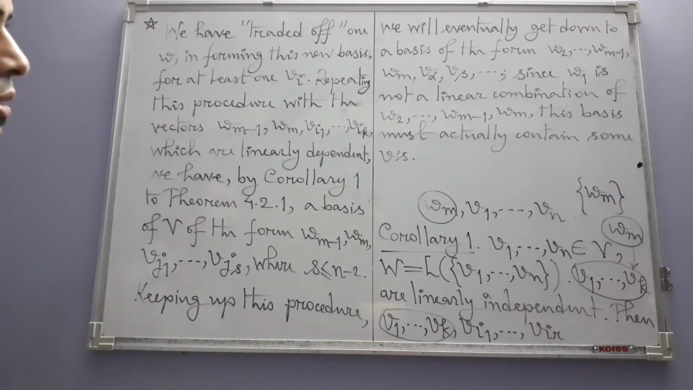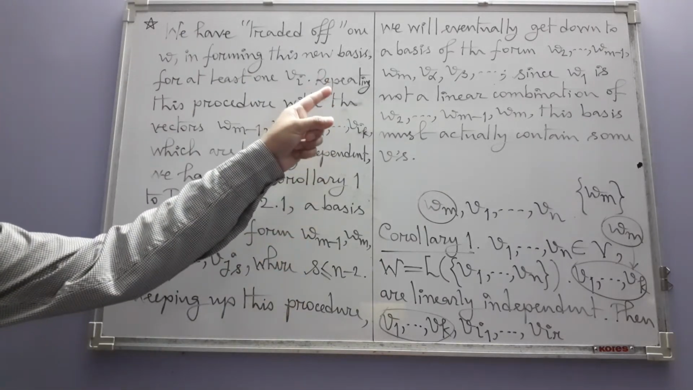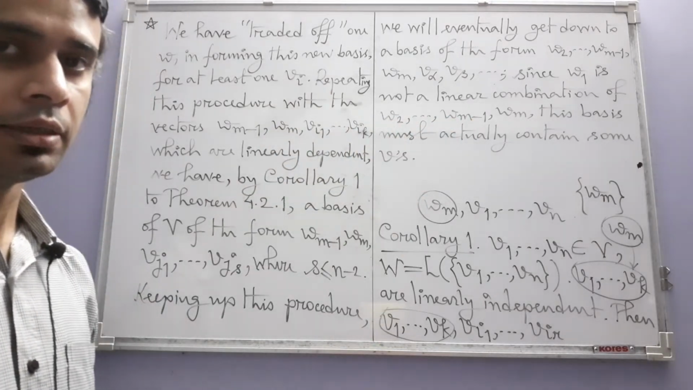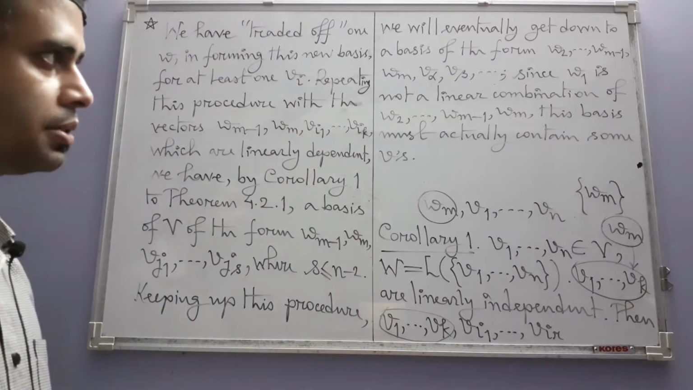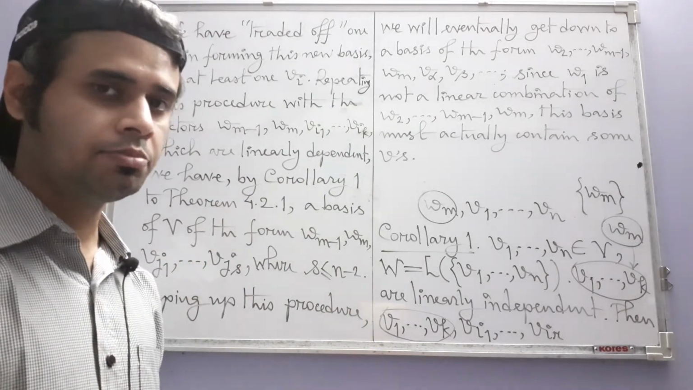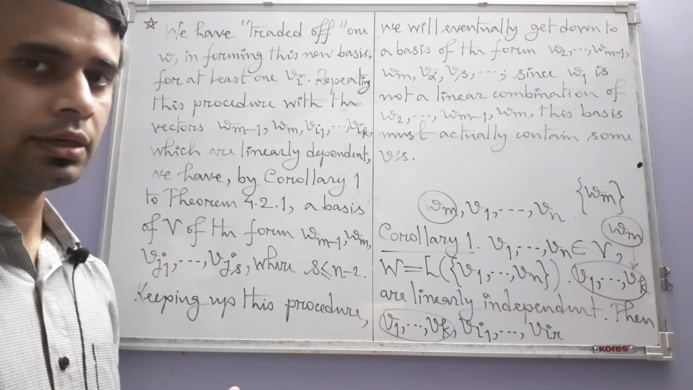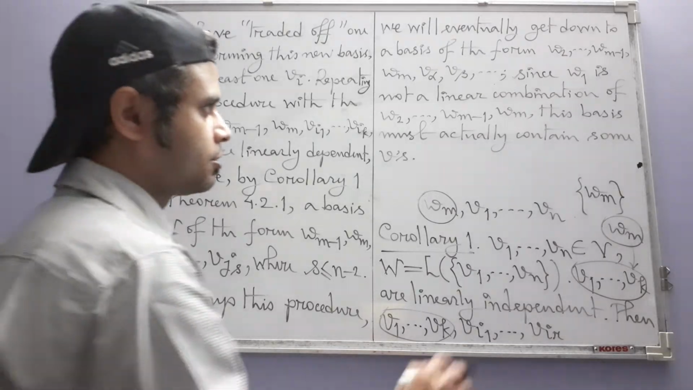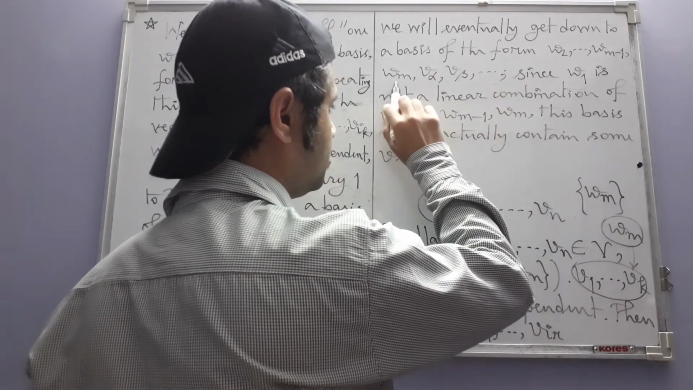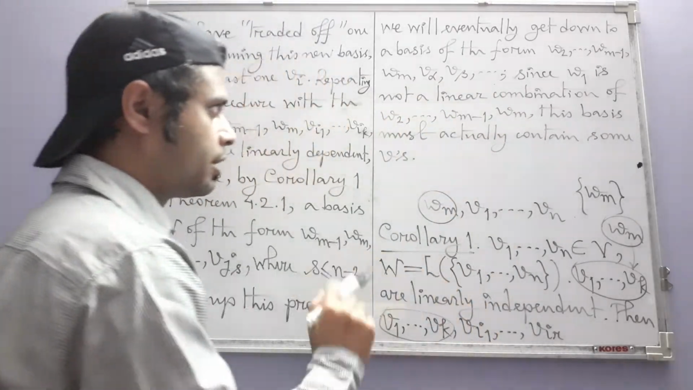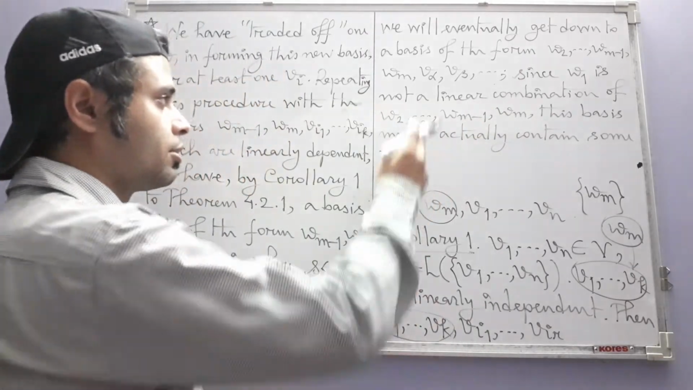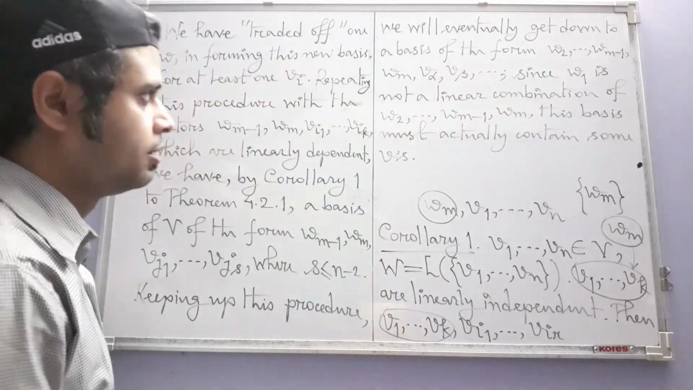What we are saying is that W1 is not a linear combination of the other W's. Why? Because if that happens, then the W's will form a linearly dependent set, but it is given that they are independent. So W1 cannot possibly be spanned or be generated by the new basis if that does not contain any V's at all.